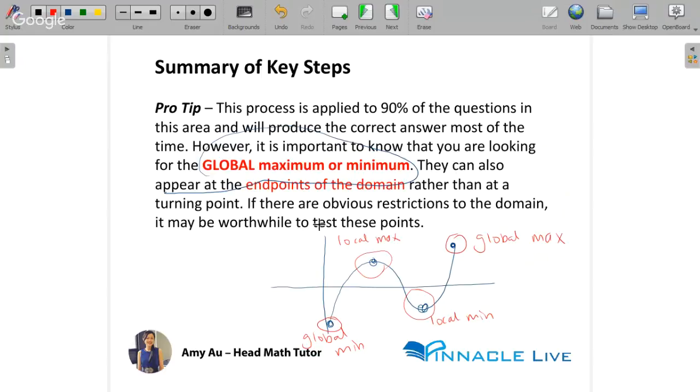Usually, I would say there are very obvious restrictions in a lot of these problems. For example, you're working with lengths a lot of the time, so lengths cannot be negative. That would be one example. We'll definitely take a look at a problem with this particular issue, and then we'll see how we deal with it in a moment.